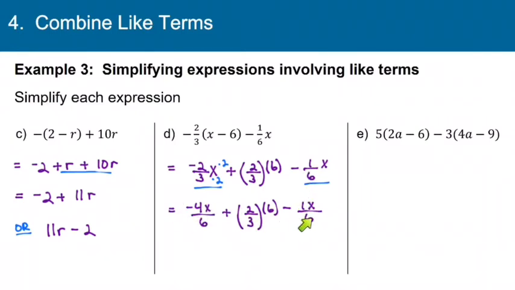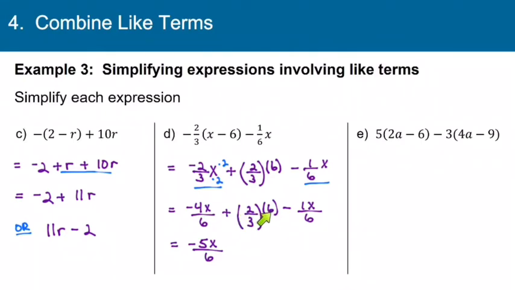Okay, now let's combine our like terms. I have negative 4/6 x and negative 1/6 x. So adding the coefficients, negative 4/6 plus negative 1/6 gives us negative 5/6. And that is the coefficient of x. So we'll have negative 5/6 times x. And now we've got to do 2/3 times 6. And notice that there are two ways to do this.